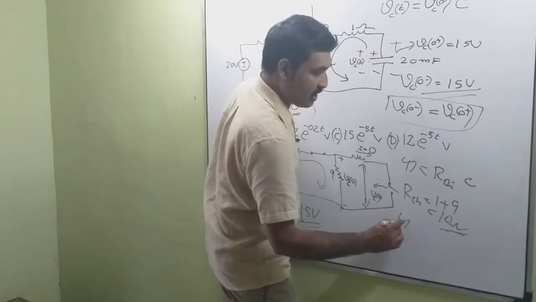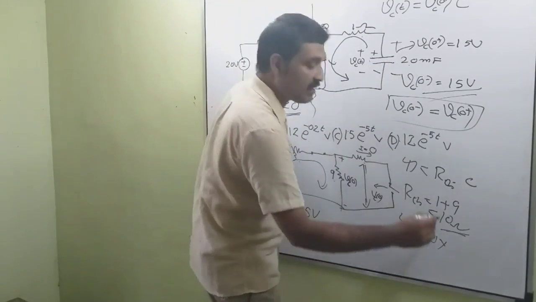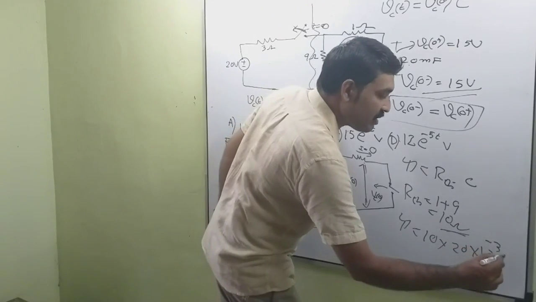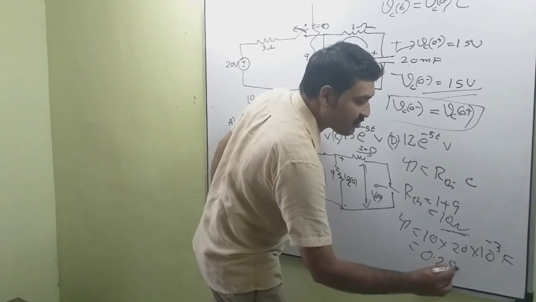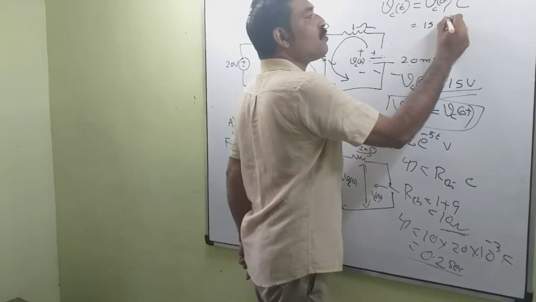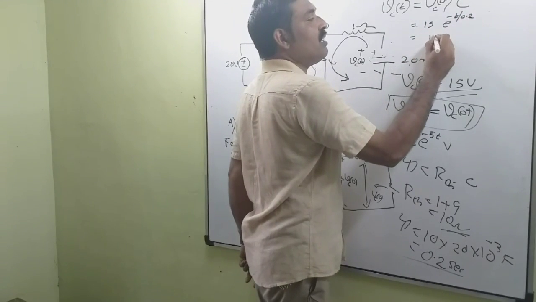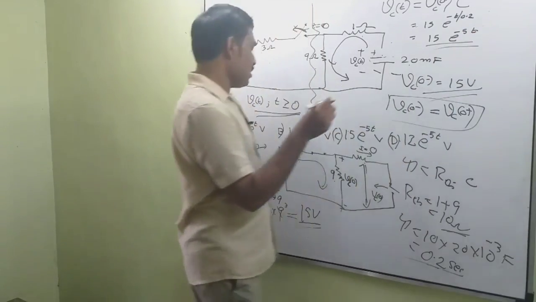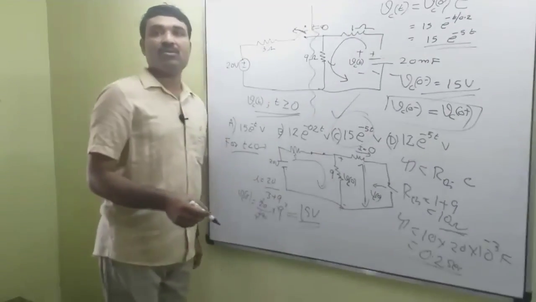So tau is equal to 10 into C, C is 20 millifarad, that is 20 into 10 raised to minus 3 farad, that is equal to 0.2 seconds. Okay, this is equal to 15 into e raised to minus t divided by 0.2, that is equal to 15 into e raised to minus 5t. So our option is C. C is the answer. Okay.